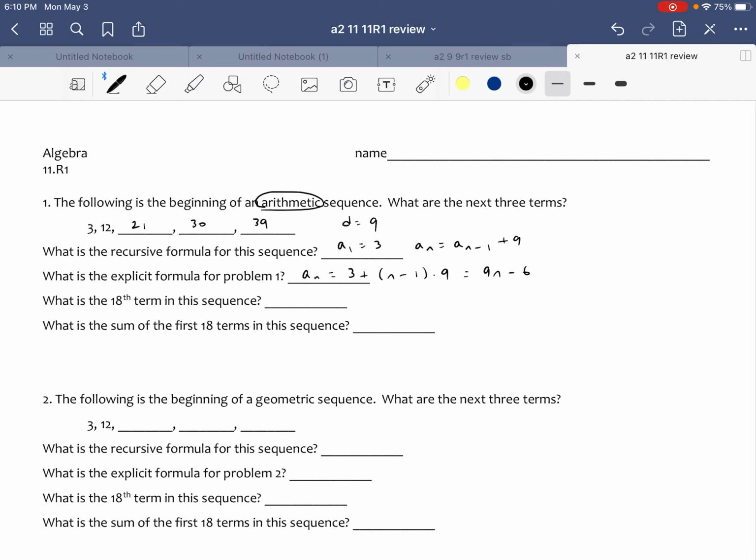What is the 18th term? I'm going to use the explicit. So all I have to do is plug in the 18. So a sub 18 is equal to 9 times 18 minus 6. 9 times 18, 156.